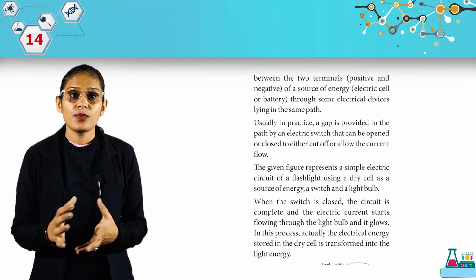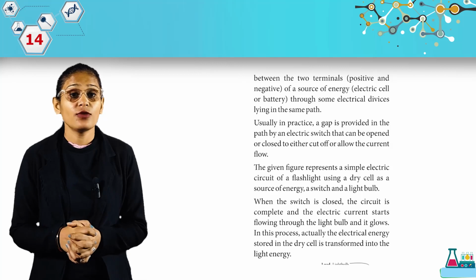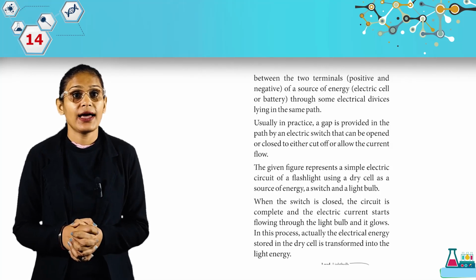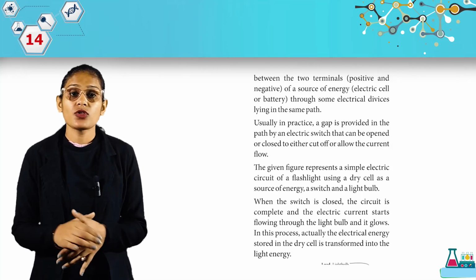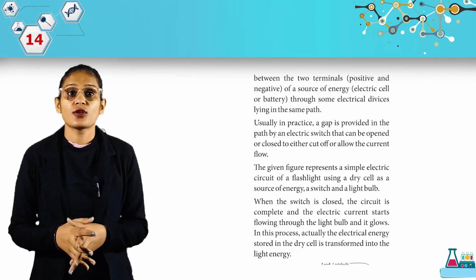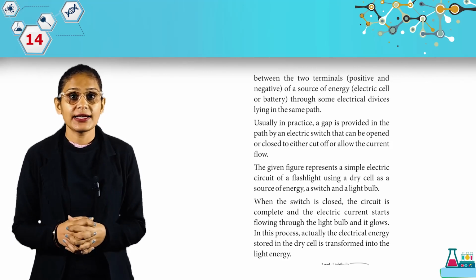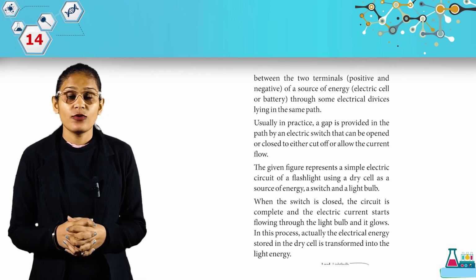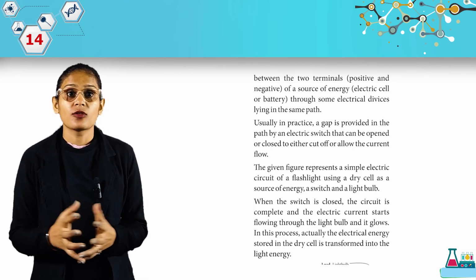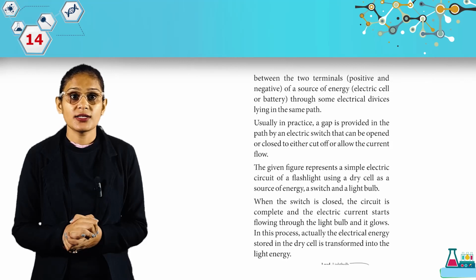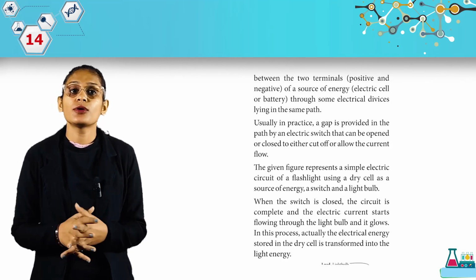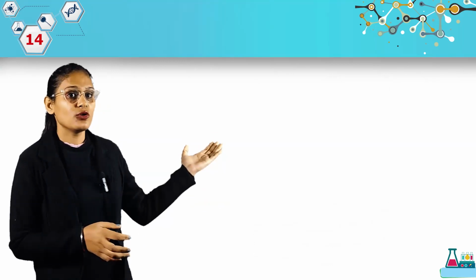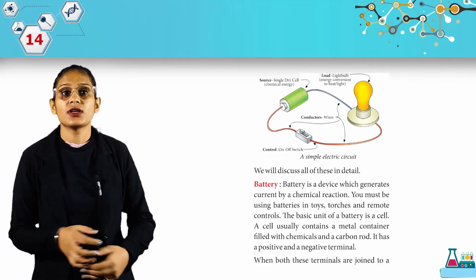The given figure represents a simple electric circuit of a flashlight using a dry cell as a source of energy, a switch and a light bulb. When the switch is closed, the circuit is complete and the electric current starts flowing through the light bulb and it glows. In this process, the electrical energy stored in the dry cell is transformed into light energy. Students, look here. It is a simple electrical circuit.